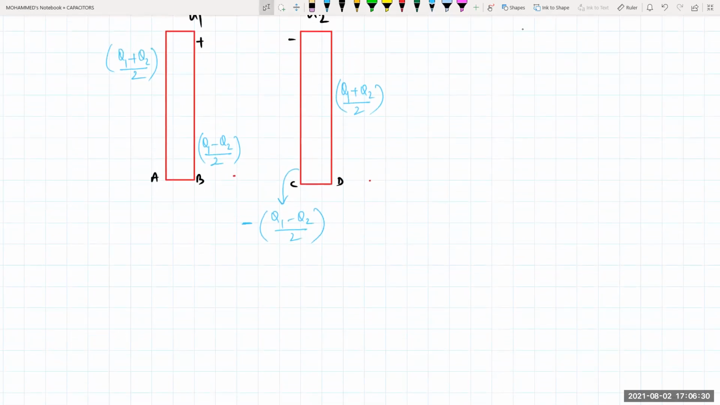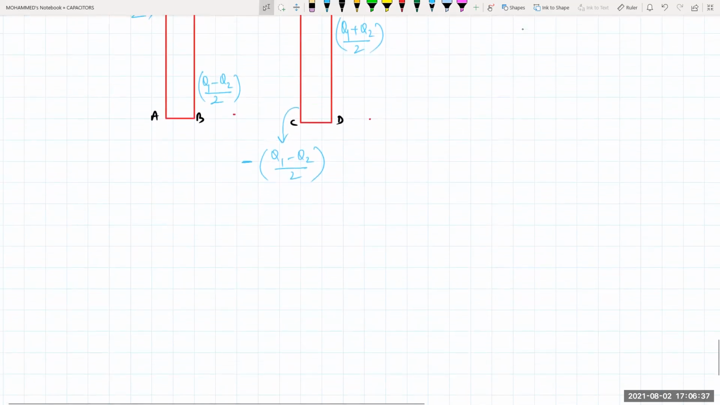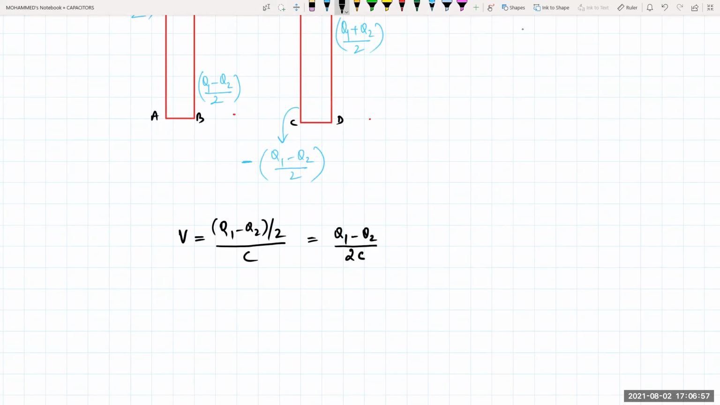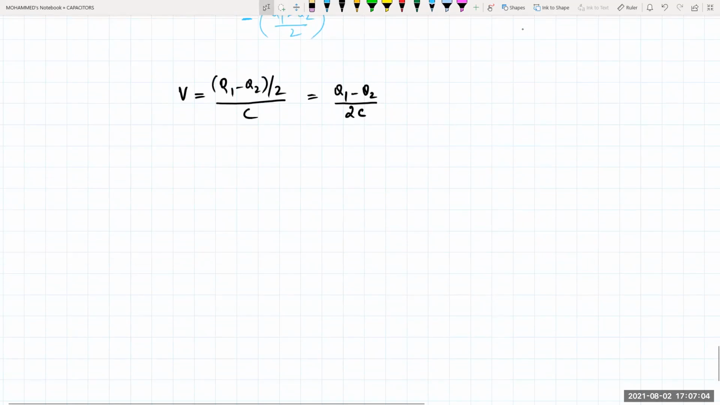See, on A and D the charges are the same, and for the opposite faces the magnitude is the same and only the sign is different. For this one, if I'm calculating the potential, it will be equal to Q1 minus Q2 divided by 2, divided by C. That means this will be equal to Q1 minus Q2 divided by 2C. So this is your formula, a very important formula, asked so many times in competitive examinations.